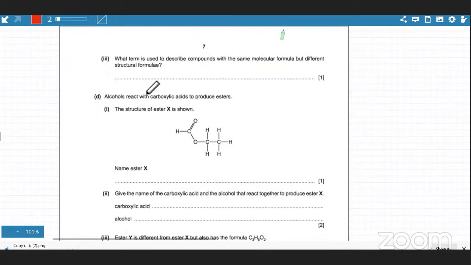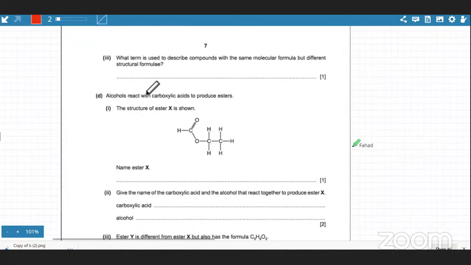Let's move to the next part of the question, which is: what term is used to describe compounds with the same molecular formula but different structural formula? And that is the term isomers.